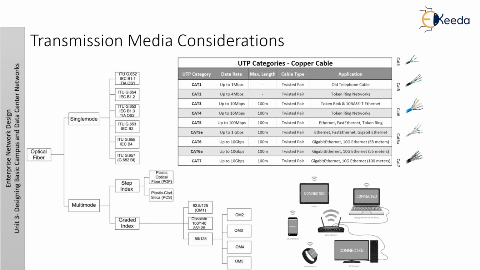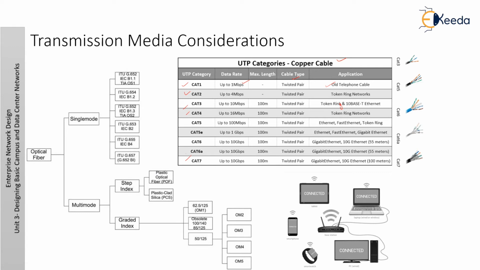Let us talk about copper cable. These are the copper cables available: Cat1, Cat2, Cat3, Cat4 up to Cat7. The speed for Cat1 is up to 1 Mbps, it is twisted pair. All the cables are twisted pair and Cat1 is used in the old telephone network. 4 Mbps speed is provided by Cat2, typically used in token ring network.